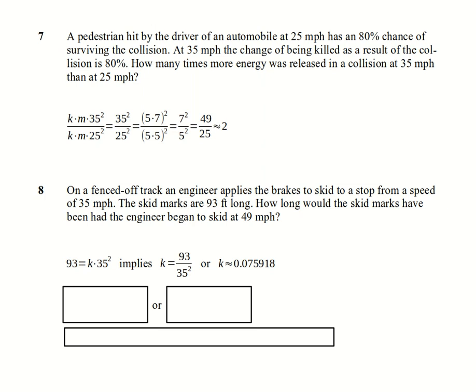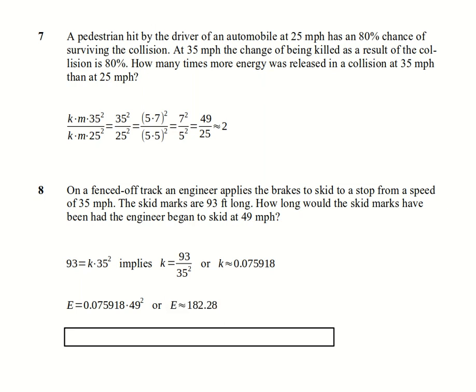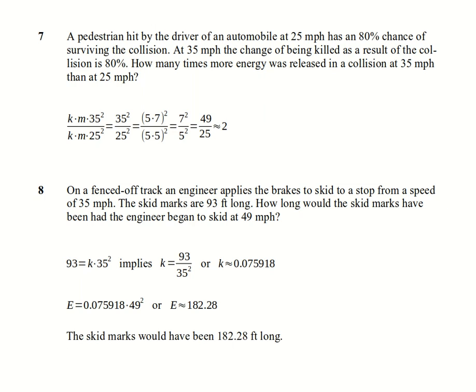Now that we've got K, we can put this back into that general equation and ask the question how long the skid marks would have been. That is, what is E when K is 0.075918 and our velocity is 49 miles per hour. So again, into a calculator it goes, and out comes approximately 182.28. We say that in words, as the skid marks would have been approximately 182.28, or a quarter, feet long.